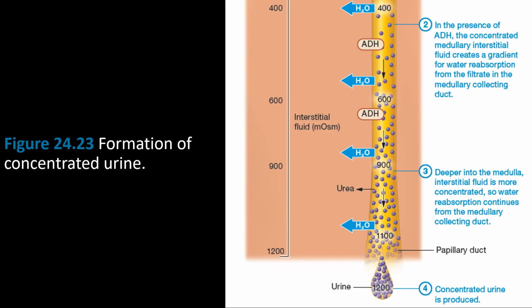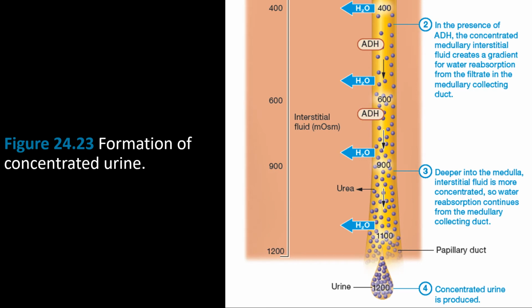in the presence of antidiuretic hormone, the concentrated medullary interstitial fluid is going to create a gradient for water reabsorption. This interstitial fluid in this case is going to be more concentrated than the filtrate. And so the filtrate passes deeper into the renal medulla through the medullary collecting duct. If antidiuretic hormone is present, water is going to be drawn back into the interstitial fluid via osmosis, thanks to those aquaporins that are created. And water is reabsorbed until the filtrate and the interstitial fluid become isoosmotic.